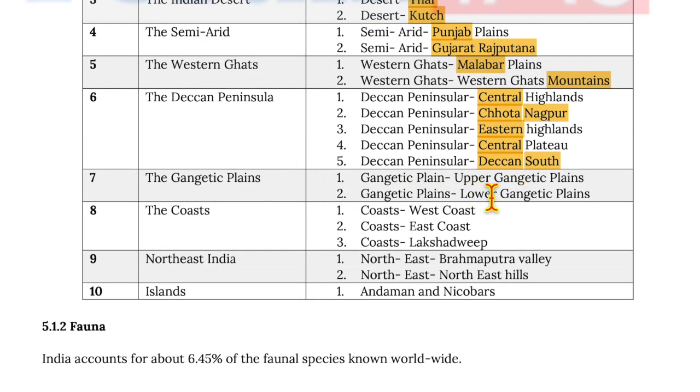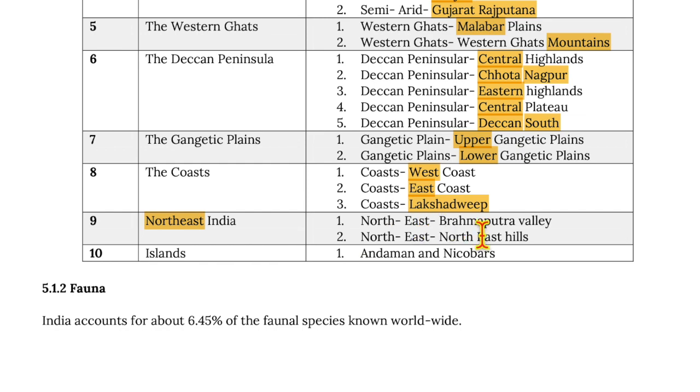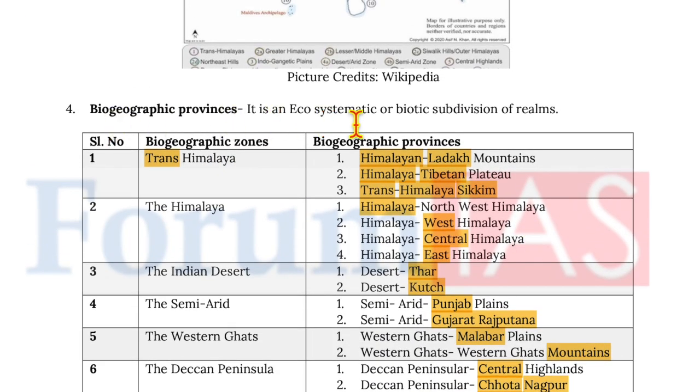Gangetic Plains would include the Upper Gangetic Plain and the Lower Gangetic Plain. The coasts would include the East Coast, West Coast, and the Lakshadweep. Now, moving on to Northeast India. Northeast India would have 2 different regions. That would be the Brahmaputra Valley and the Northeast Hills. So, a biogeographic province is an ecosystematic or biotic subdivision of the realms.